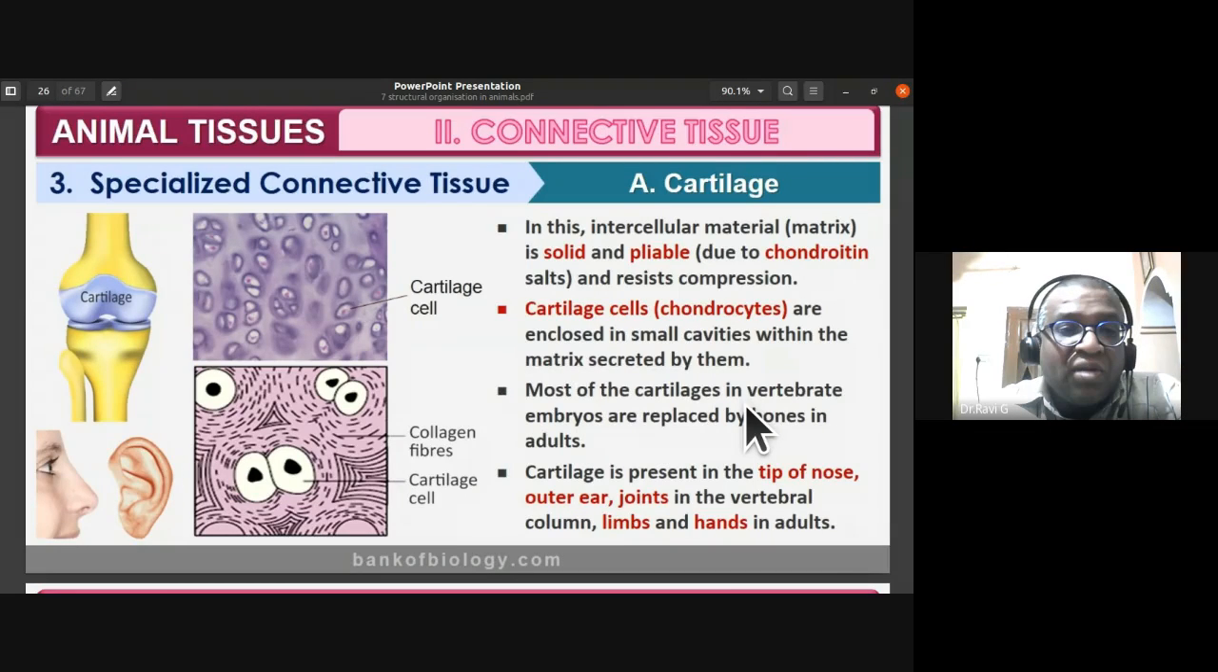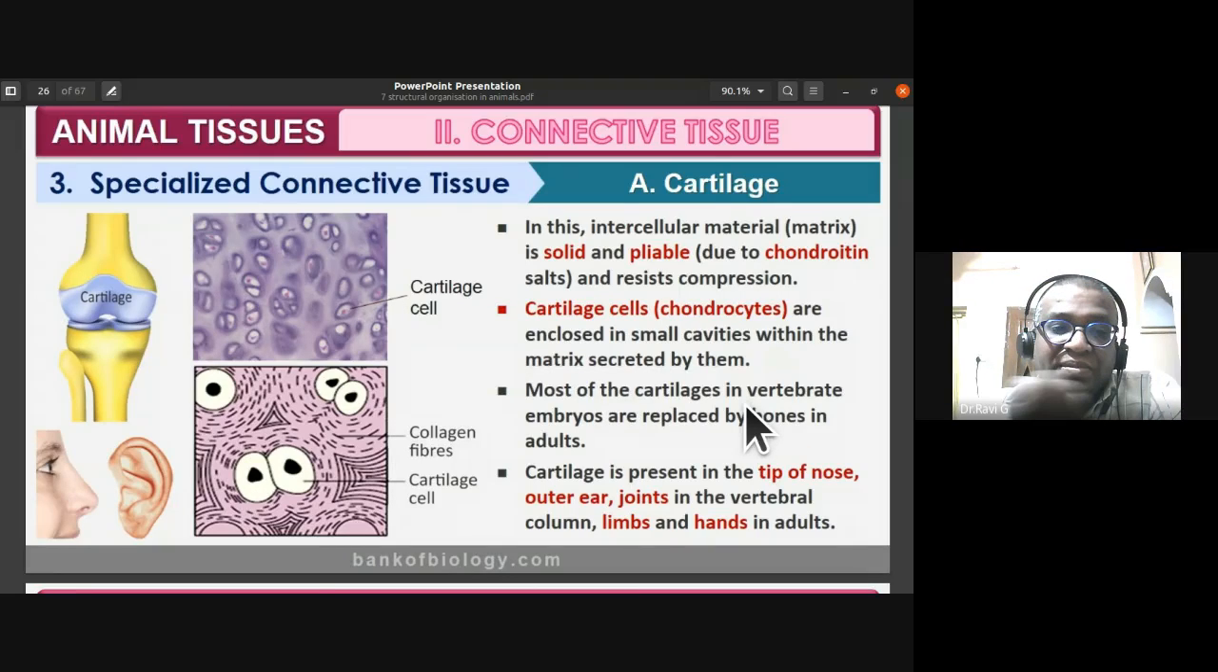Within the mother's womb, the fetus would have hyaline cartilage. They don't have the skeletal system developed. After they are given birth to, bone formation would be seen up to the growth of adults. So as a fetus, they are made up of hyaline cartilage, and most of the cartilages in vertebrate embryos are replaced by bones in the adults.